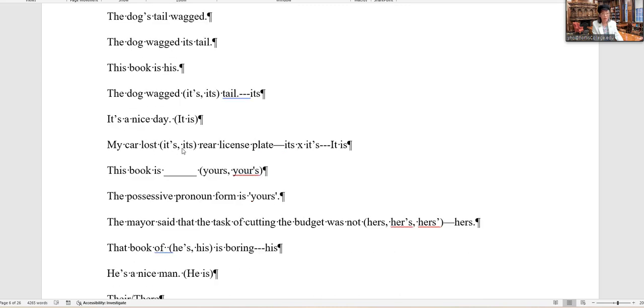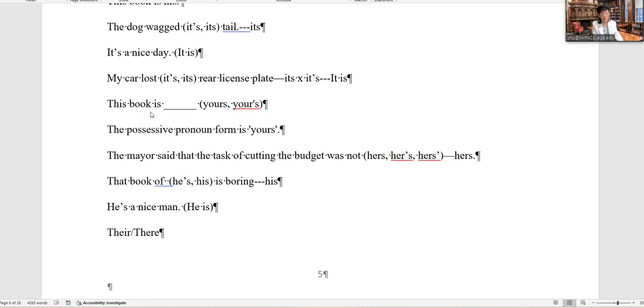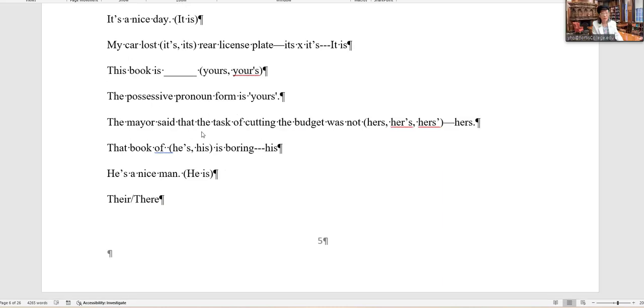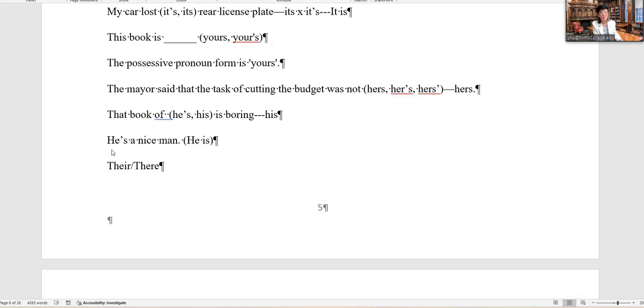My car lost its rear license plate. Is it the first one or the second one? The second one. The mayor said the task of cutting the budget was not first, second, or third. The book of his is boring. He's a nice man, so he is. So this is all about it, because people confuse its with it apostrophe S.